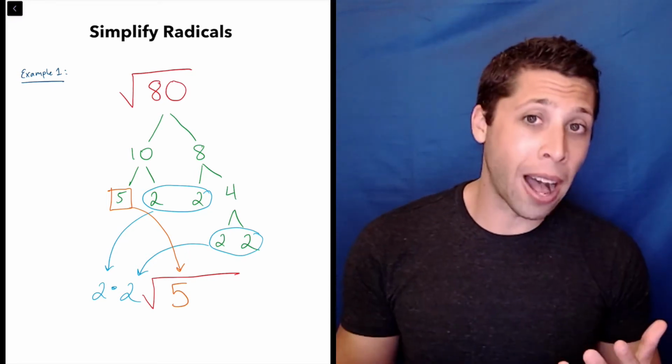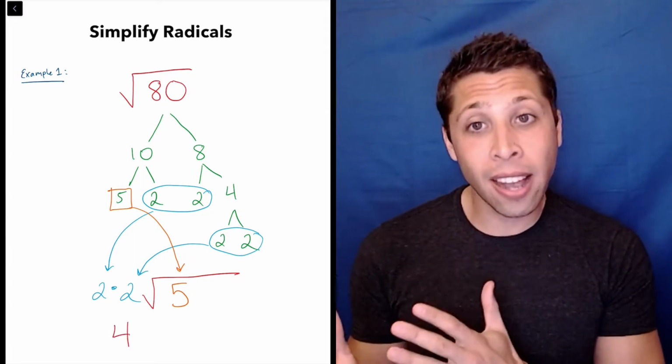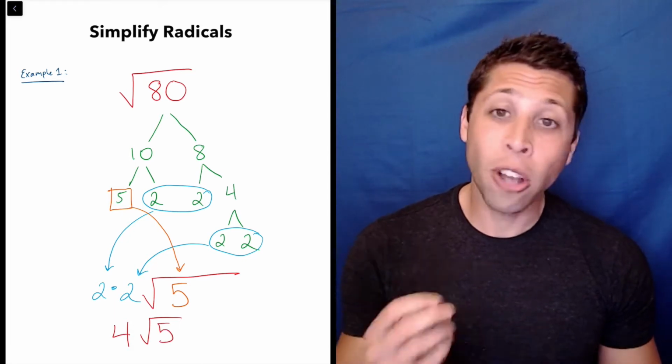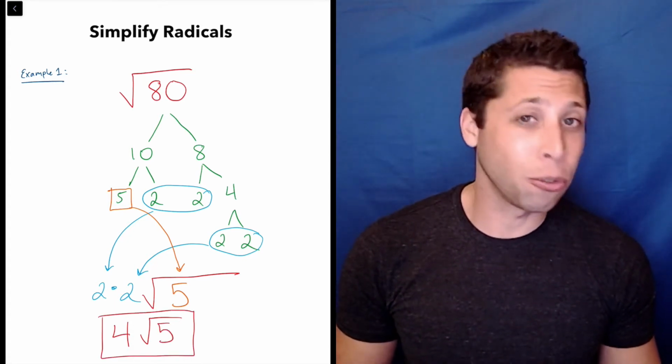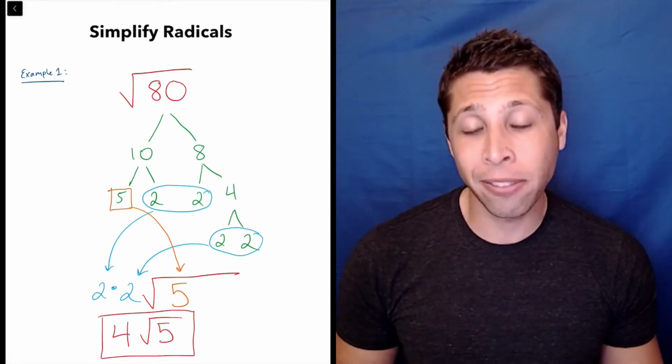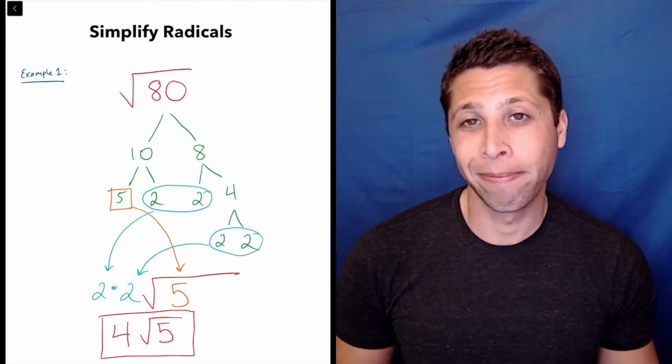Now just simplify by multiplying the numbers on the inside and outside of the radical, so the square root of 80 simplifies to 4 times the square root of 5, or 4 radical 5.